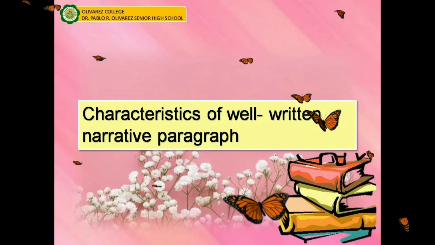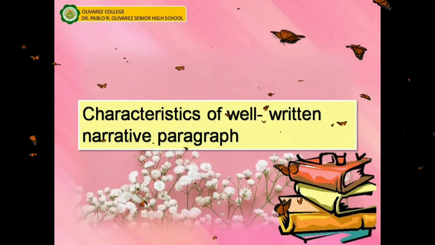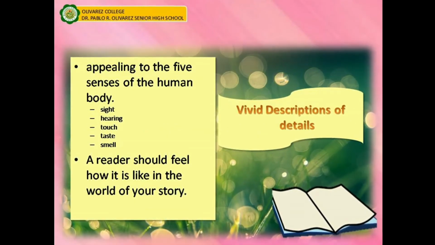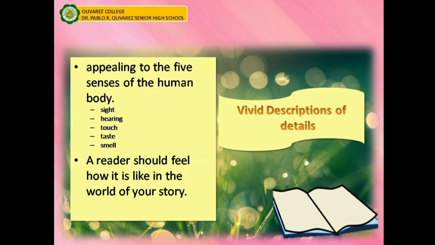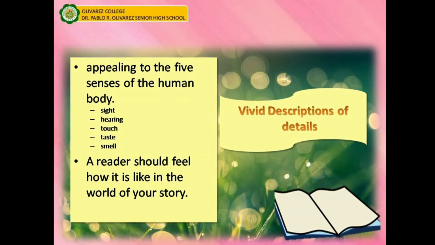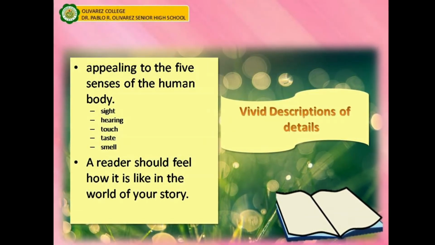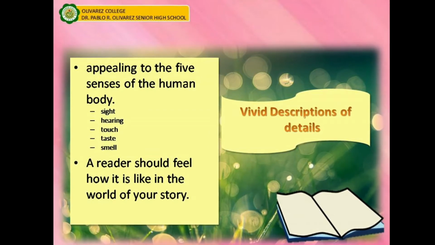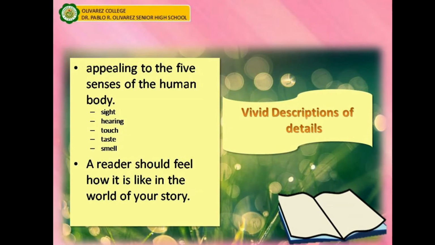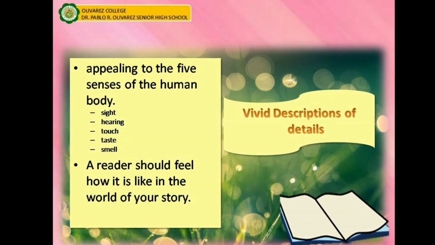Let us talk now about what makes a well-written narrative paragraph. The first characteristic of a well-written paragraph is that it has a vivid description of details. A writer of a narrative text enjoys a vivid description of details. It should appeal to the 5 senses of the human body: the sense of sight, hearing, touch, taste, and smell. A reader should also feel what it is like in the world of your story.